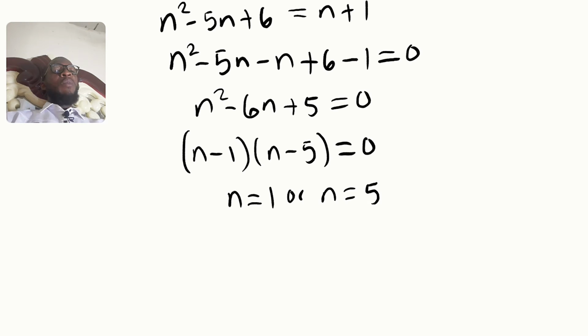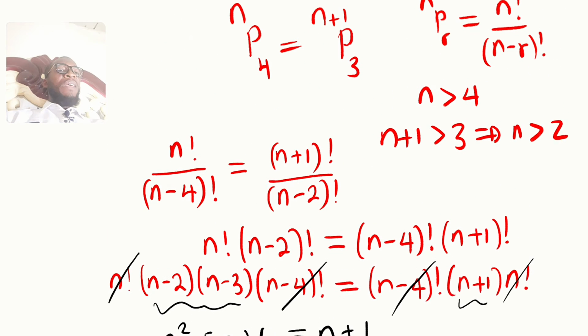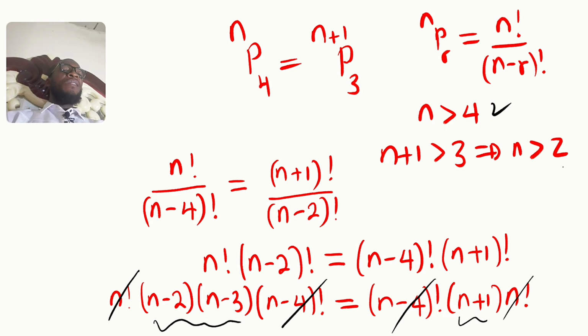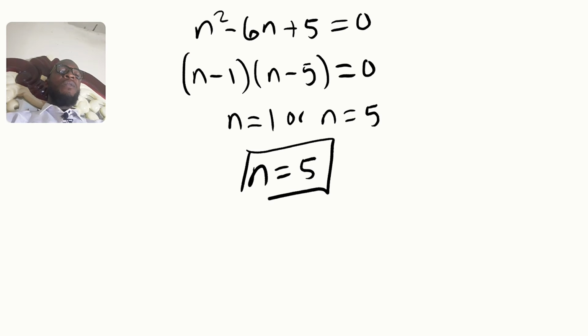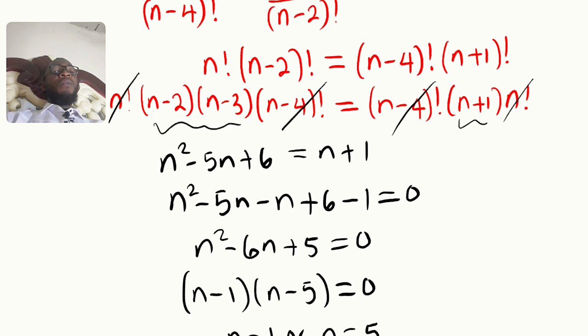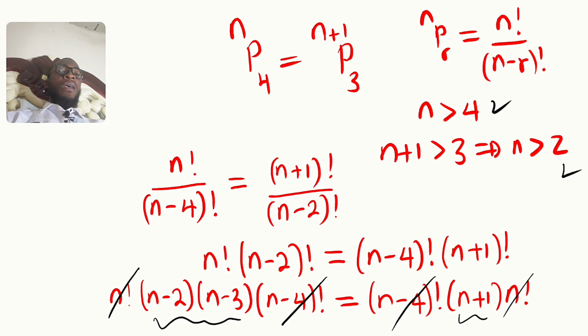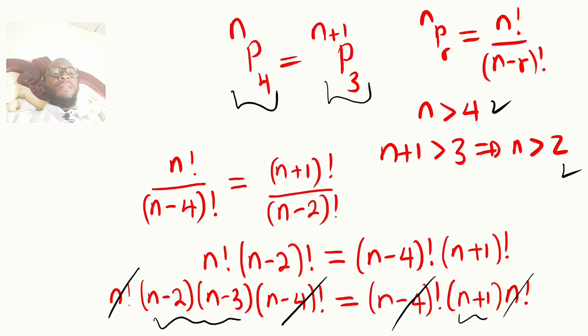But remember, from our main domain, we say that n is greater than 4, likewise greater than 2. Therefore, we are going to consider n equal to 5 as our solution. But let us test it in the main equation to testify whether this is true or not. Let's substitute it here and compare it with the result of n plus 1 permutation 3.